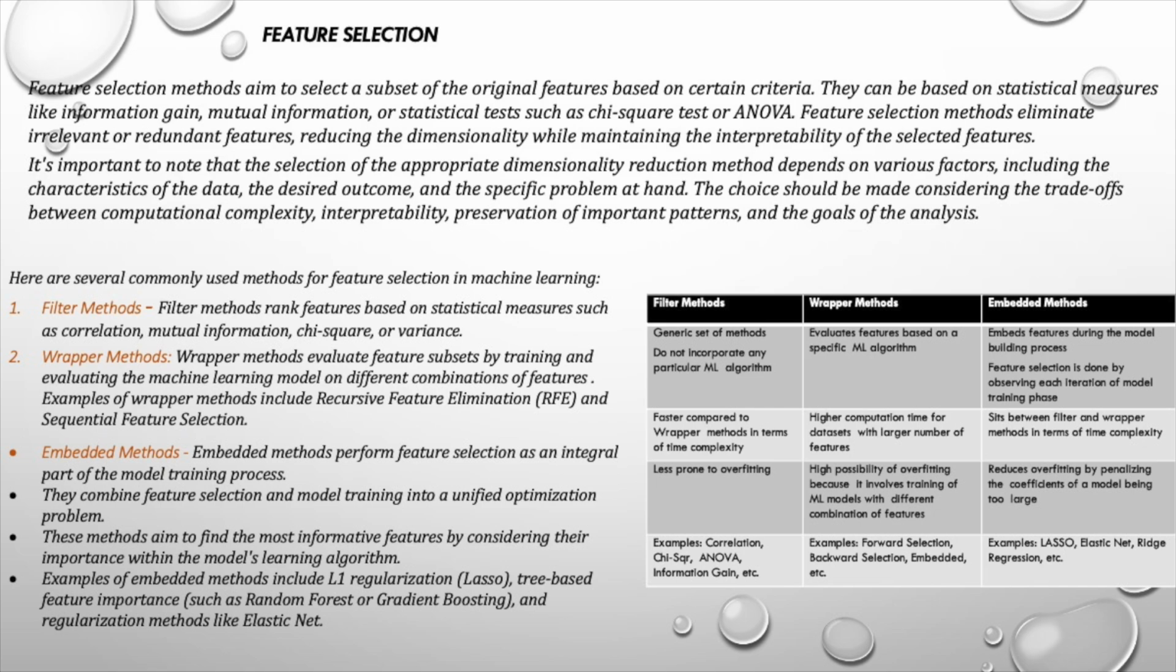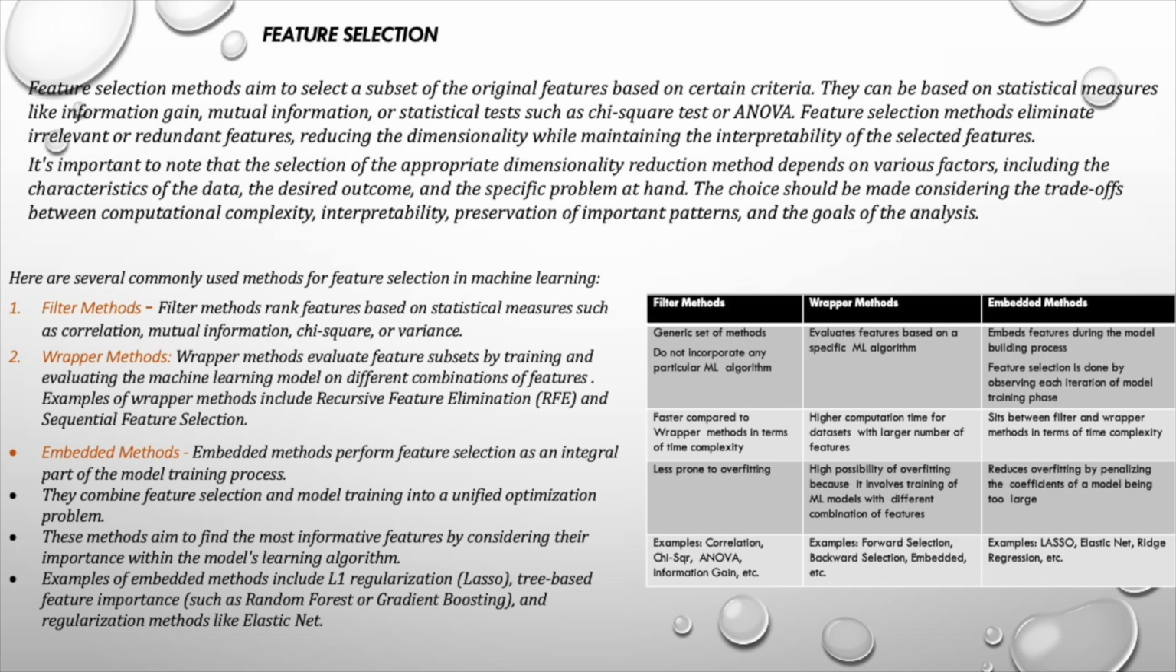It's important to note that the selection of the appropriate dimensionality reduction method depends on various factors, including the characteristics of the data, the desired outcome, and the specific problem at hand. The choice should be made considering the trade-offs between computational complexity, interpretability, preservation of important patterns, and the goals of the analysis. Here are several commonly used methods for feature selection in machine learning.